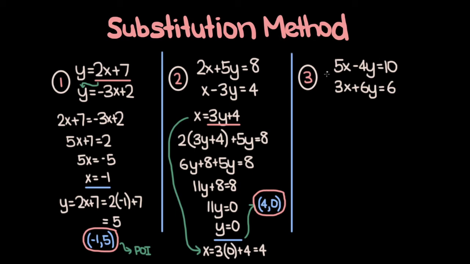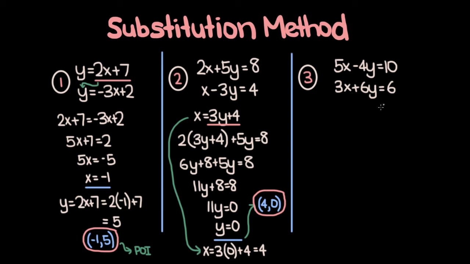Alright, now let's move on to our final example. We have the equations 5x minus 4y is equal to 10, and 3x plus 6y is equal to 6. Once again, we're going to have to isolate one variable, and I think of all the options, isolating x from this second equation will be the easiest.